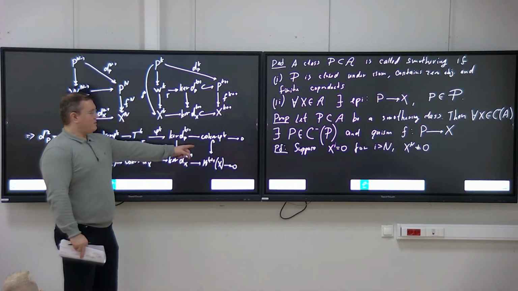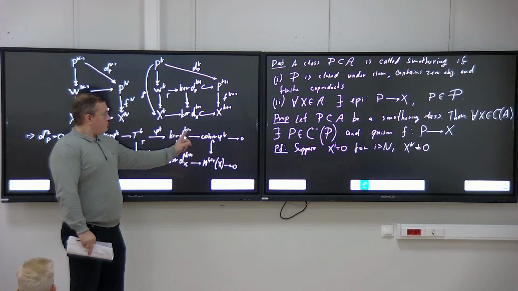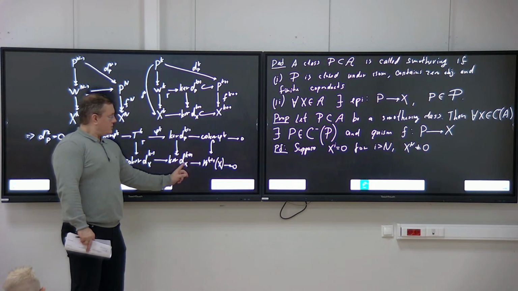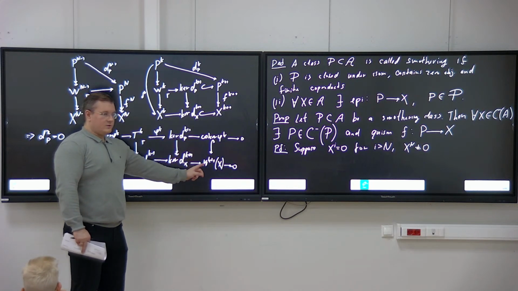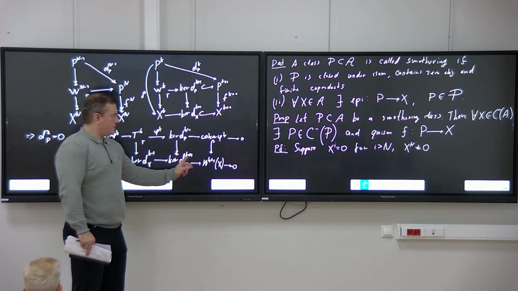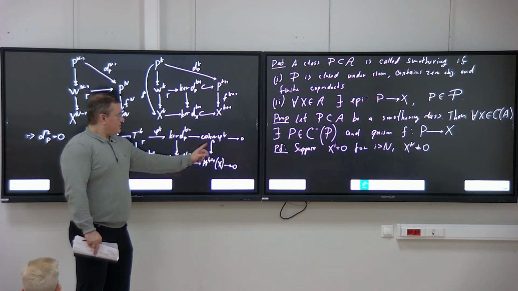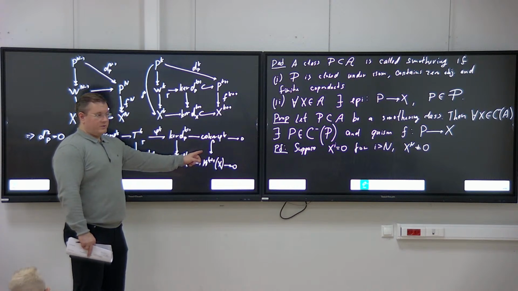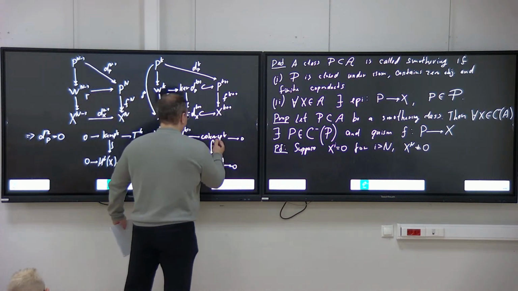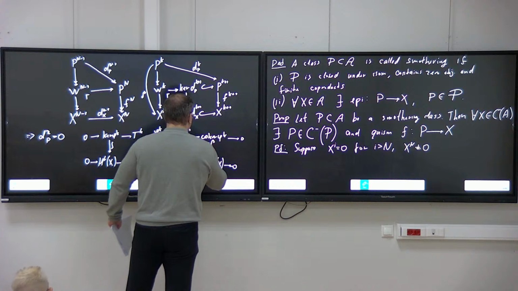We only need to check that this is an epimorphism. Going like this is the same as going like this, but this is an epimorphism, this is an epimorphism. So this composition is an epimorphism, hence this map has to be an epimorphism. So in fact, it's not just a monomorphism, which is given in general, but it is also an isomorphism.